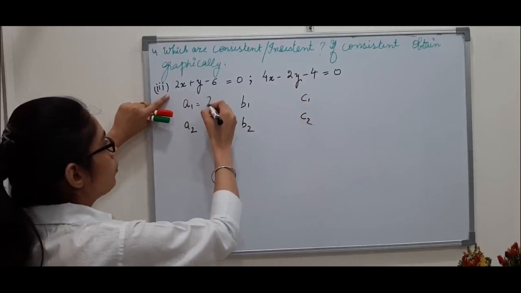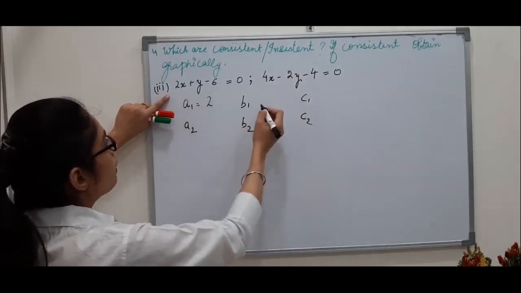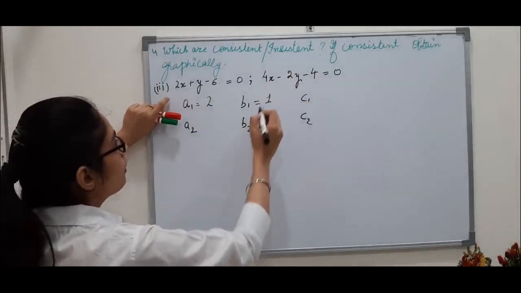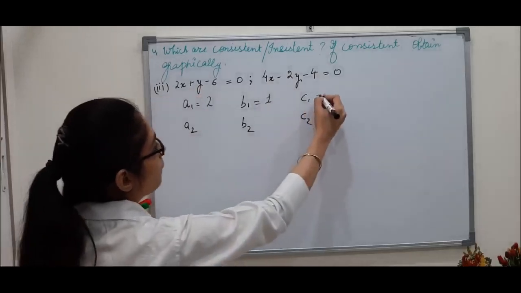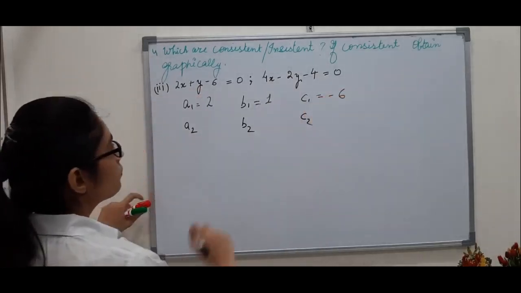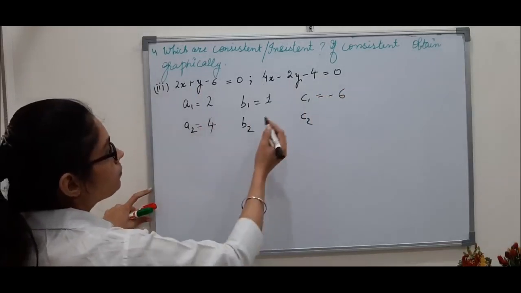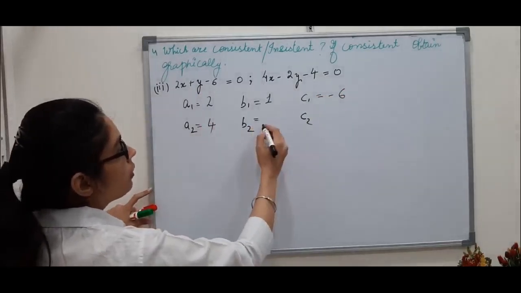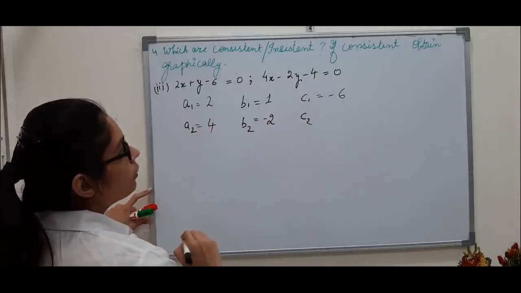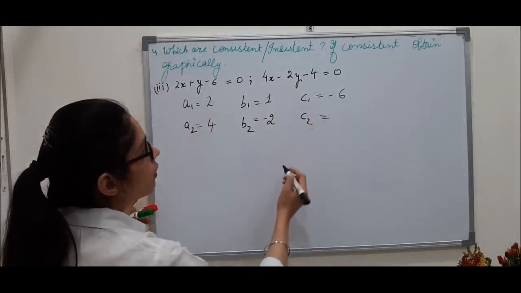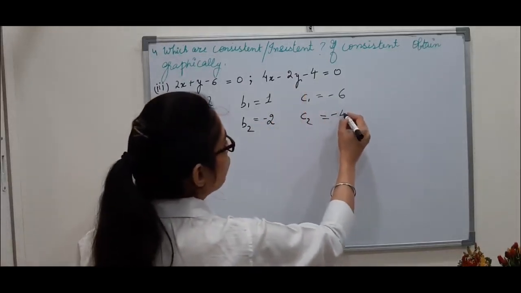A1 is 2, B1 is 1, C1 is minus 6. A2 is 4, B2 is minus 2, C2 is minus 4.